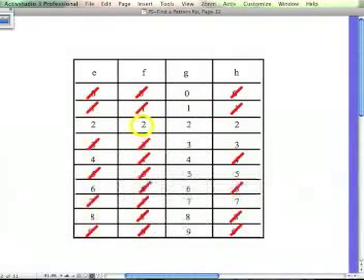Oh, and don't forget about clue number 1, because clue number 1 says that E, F, G, and H are different. So we can go ahead and eliminate the 2's in the other columns.